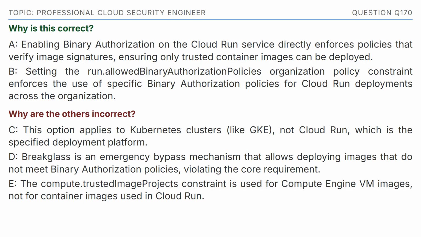Why are the others incorrect? C. This option applies to Kubernetes clusters, like GKE, not Cloud Run, which is the specified deployment platform. D. Breakglass is an emergency bypass mechanism that allows deploying images that do not meet binary authorization policies, violating the core requirement. E. The compute.trustedImageProjects constraint is used for Compute Engine VM images, not for container images used in Cloud Run.